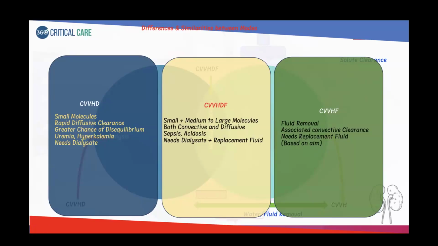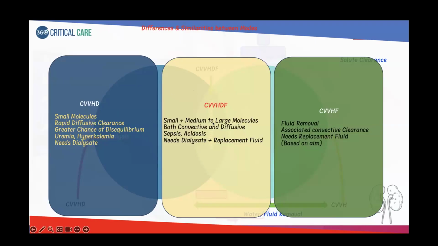In summary, you have three major physiological mechanisms: diffusion, hemofiltration, and convection. Modalities are based on predominantly one or two type of mechanism that predominantly works there. Intermittent hemodialysis, or IHD, predominantly is based on a diffusive clearance. So there will be more chances of disequilibrium, rapid clearance. All this can happen with diffusion.